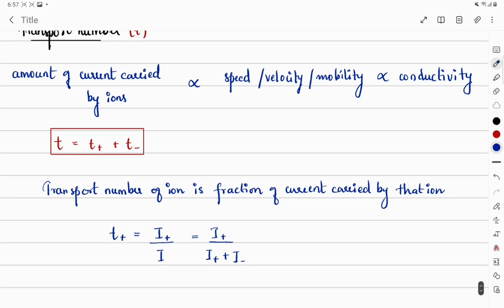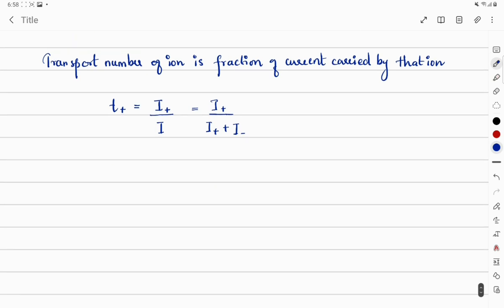But we also know that the amount of current carried by ions is directly proportional to their speed, velocity or mobility, and that is also directly proportional to their conductivity. So the same fraction we can write in terms of speed or velocity and also in terms of conductivity. Let's see how that will be. Now T plus can also be equal to, let's represent speed as U, U plus divided by total U. Again, total velocity or total mobility is the sum of U plus and U minus.